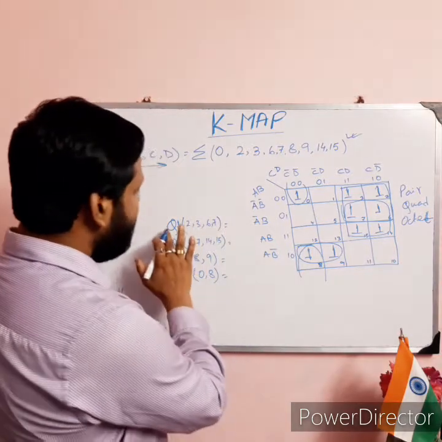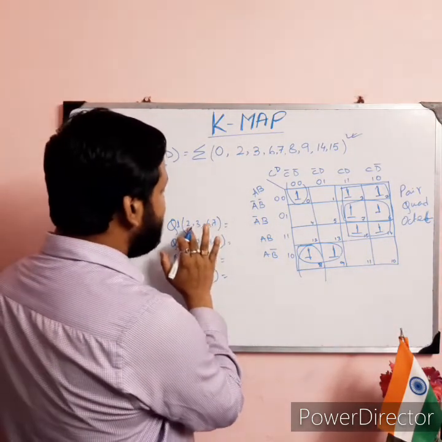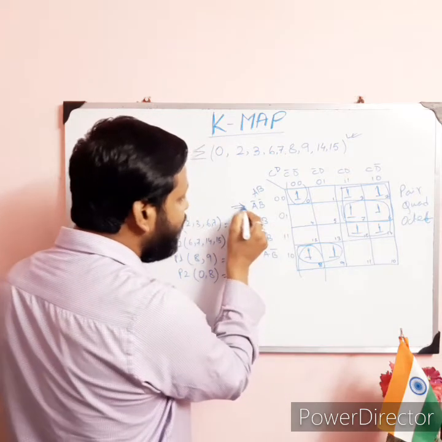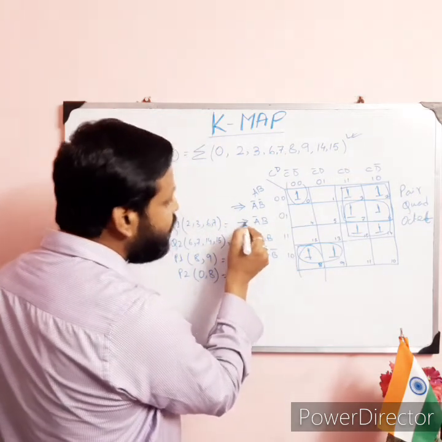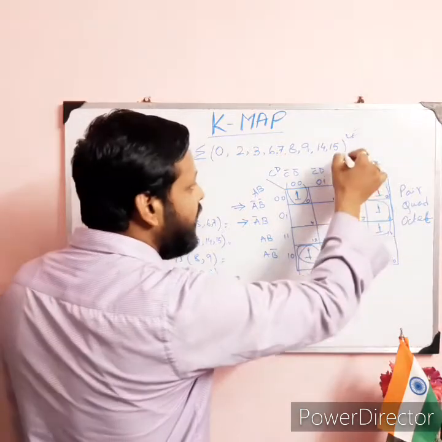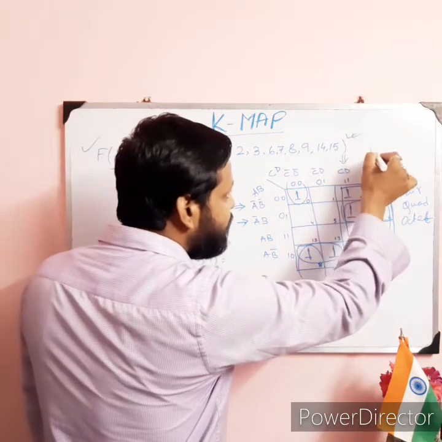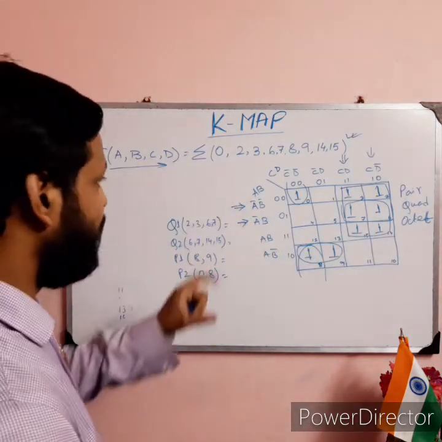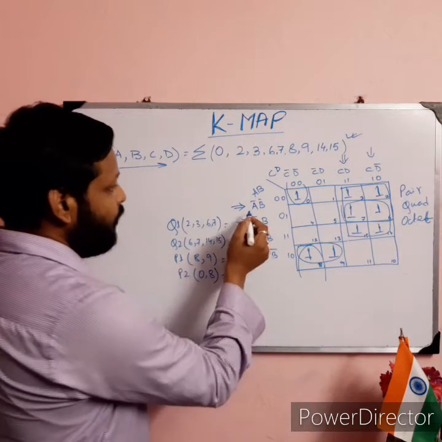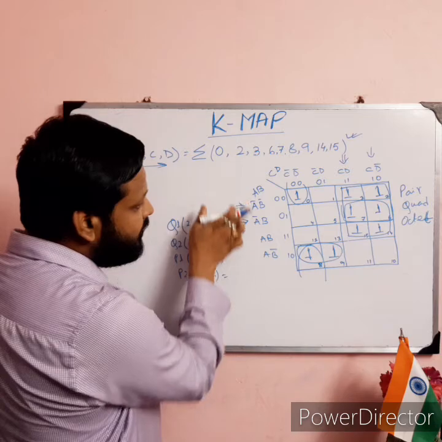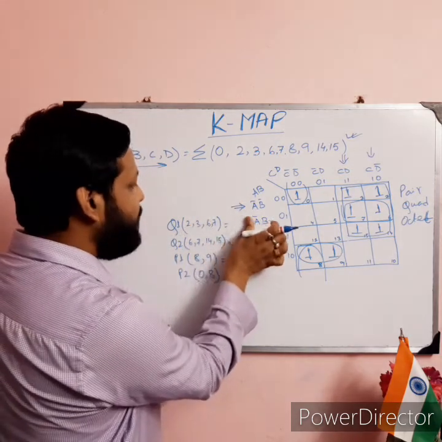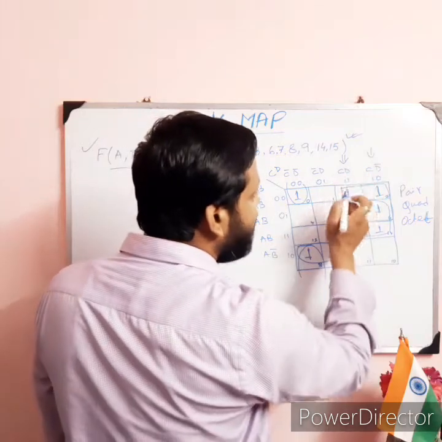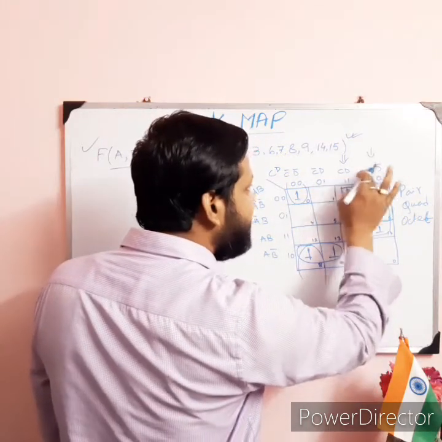So now quad 1 is created by 2, 3, 6, 7. That means these 2 rows, this row and this row, participate to create this quad, and these 2 columns also participate to create this group. So what is the common here? If you check, A complement is common here. So A complement. And from this part, which one is common? D complement is different. C is the same.